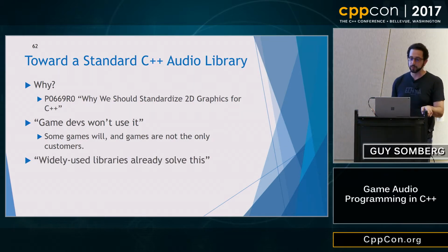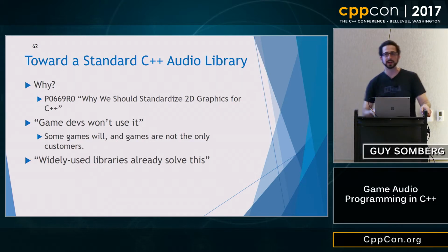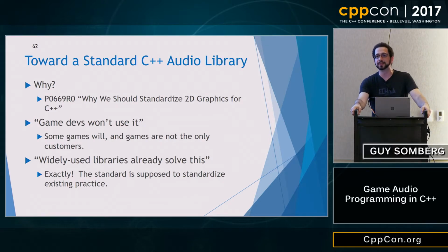We also have an objection that widely used libraries already solve this. We've got those three that I showed, FMOD, Wwise, and ADX2. We've got plenty of open source libraries that do this. Why do we need it in the standard? And the answer to that is, right, the standard is supposed to standardize existing practice. This is standard. This is not anything new. We know how to build these APIs. The APIs for communicating with these devices have been stable for decades, and we know how to do it. We know how to do it right.